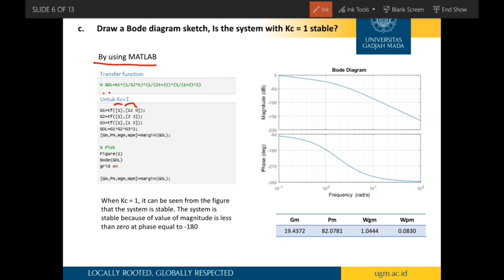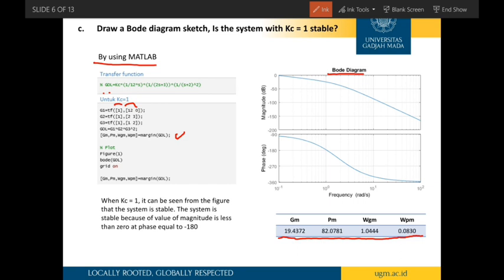And if we want to know the values of Gm, Pm, omega Gm, omega Pm, we can use this equation, and we can also plot the Bode diagram of the G open loop. It becomes like this. And we can also get the numbers of Gm, Pm, omega Gm, and omega Pm from MATLAB.